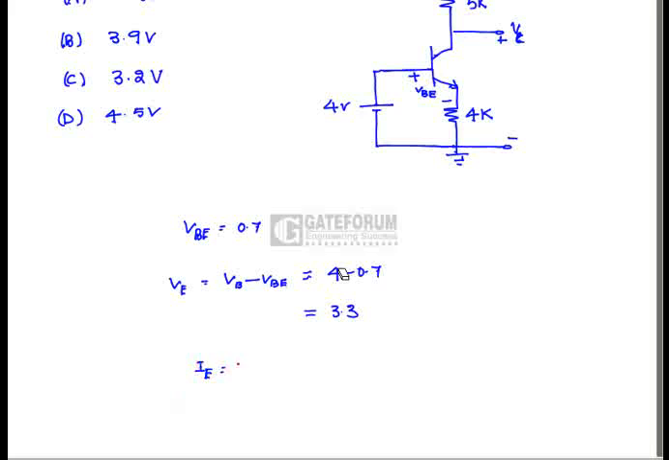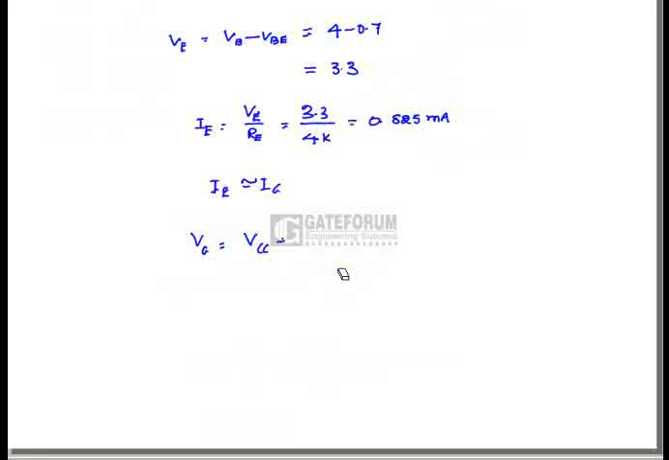IE is equal to VE by RE. VE equals 3.3 divided by 4K, equals 0.825 milliamps. We are assuming IE is approximately equal to IC. Hence, VC equals VCC minus IC RC, 8 minus 0.825 into 5K, equals 3.9 volts. Answer option B.